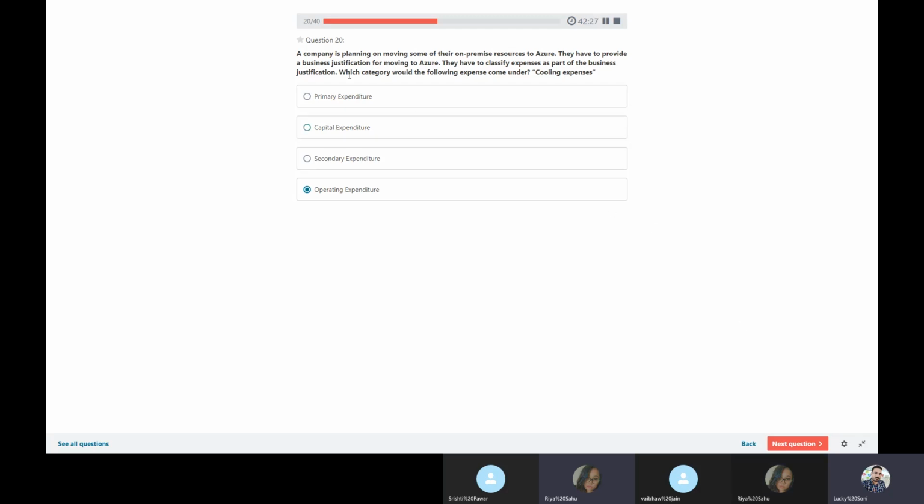It's clearly saying a company is planning on moving some of their on-premises resources to Azure. They have to provide the business justification for moving to Azure. They have classified the expenses as part of the business justification. What would be the expense that will come under the cooling expenses? It will be the operating expenditure, right? Because anyway, you are going to use some particular cooling device for nearly 5 to 10 years, and within 2 years you will be able to have the cost recovered, but the cooling which you are doing each and every time is going to cost you, right? That's why it will be the operating expenditure only, when you do the cooling when servers are up and running.